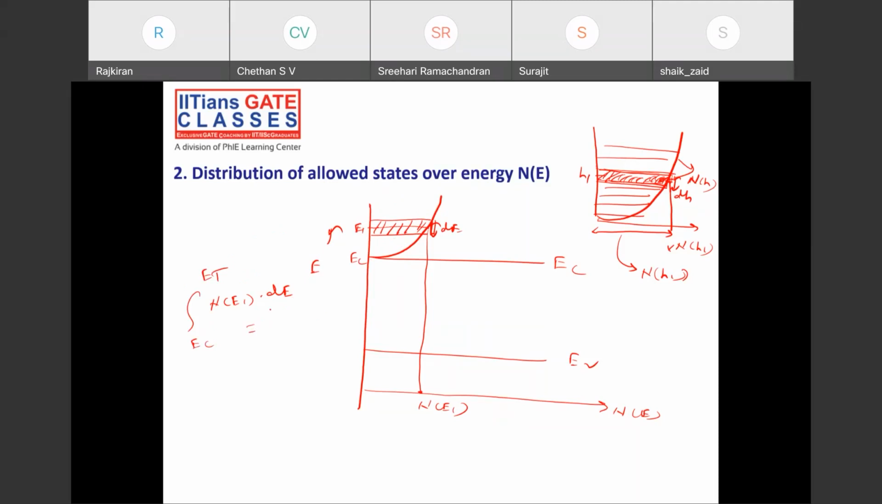4 and 400 states. Similarly, if I do the same exercise in the valence band, it will be from the bottom of the valence band to the top of the valence band, N(E) into dE. This is the conduction band, this is the valence band. How much will it give? 4. So is it clear to all of you till now?